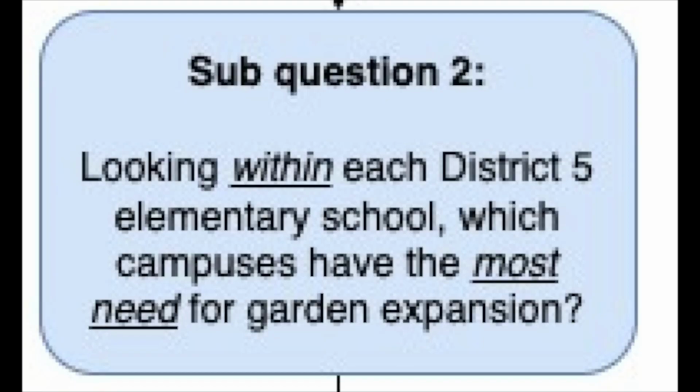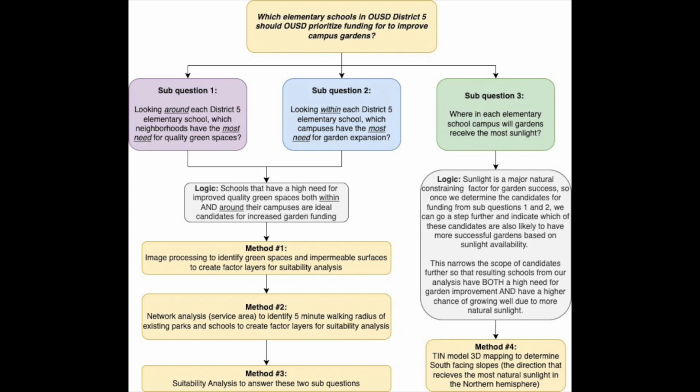Sub-question 2 is which campuses have the most need for garden expansion? All 7 District 5 schools have existing gardens, so identifying which schools could benefit the most from garden expansion/improvement will tell us where to prioritize funding. We'll also use suitability mapping for this sub-question. Once you compare the suitability maps from sub-question 1 and 2, we'll be able to identify schools that have a high need for garden improvement within their campuses and are surrounded by neighborhoods with high need for quality green space. Schools that score high in both these criteria are thus candidates for funding priority.